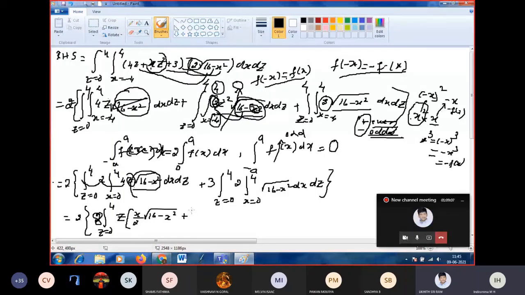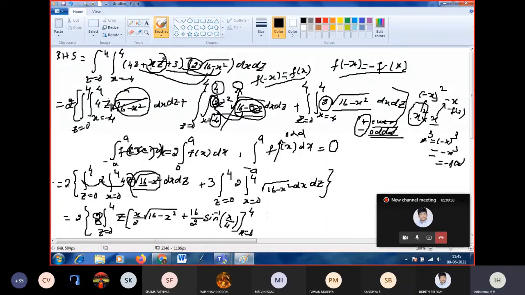Here what is a square? Sin inverse x by a, a square by 2. Yes. What is a? 4. So a square is 16, and sin inverse x by 4. So integration completed. Then apply the limit 0 to 4.